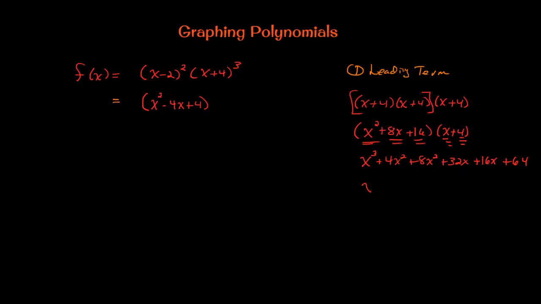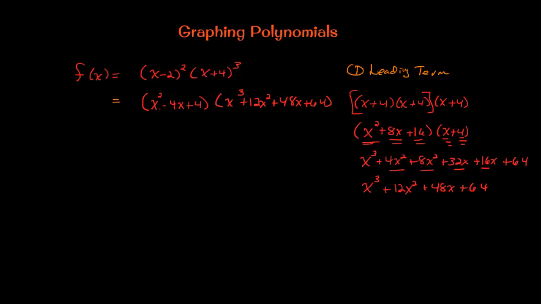So combining my similar terms, I'm going to have x cubed, 4x squared plus 8x squared gives me 12x squared, 32x plus 16x gives me 48x, and lastly, I'm left with 64. And I say, oh my goodness, I haven't even started the problem yet. I've just been expanding everything. So I will show you a trick.